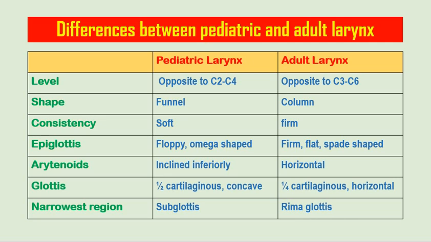First, coming to the level of the larynx: the pediatric larynx lies slightly high up at the level of C2 to C4, whereas the adult larynx lies opposite C3 to C6.